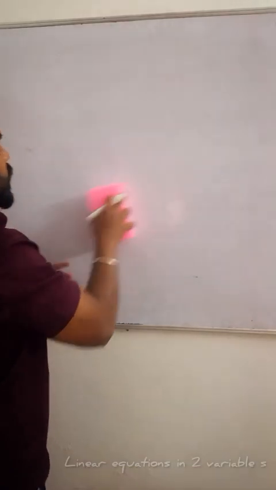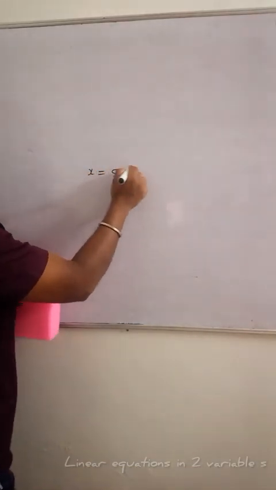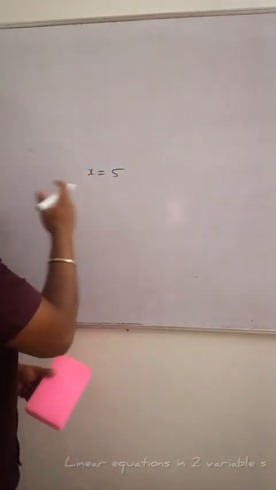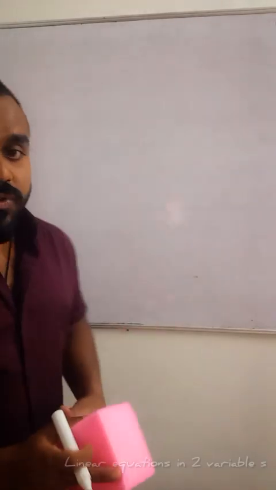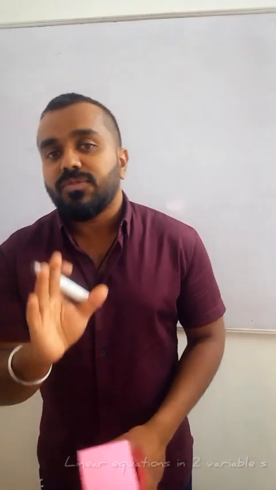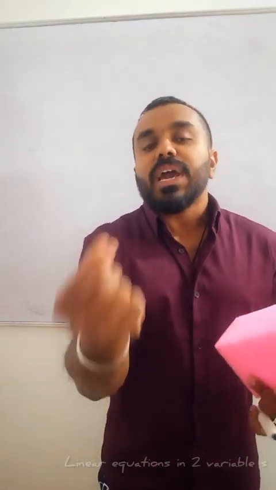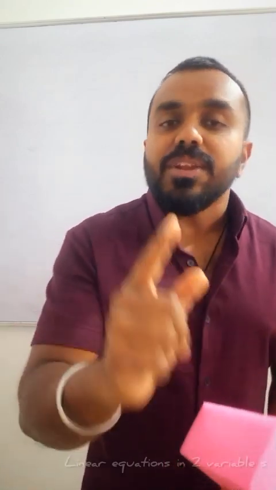Then let me ask you another question. x is equal to 5 is an equation, obviously, because it consists of an equality sign. So this is what an equation is. An equation is an algebraic expression which consists of an equality sign. What is a linear equation then? Or can anyone give me an example of a linear equation in one variable?